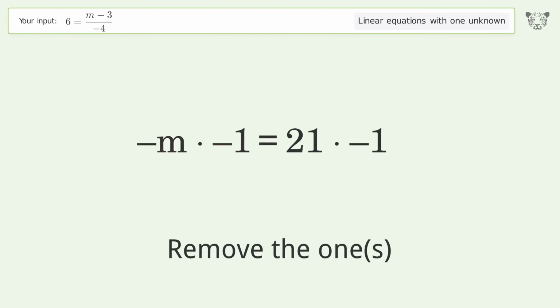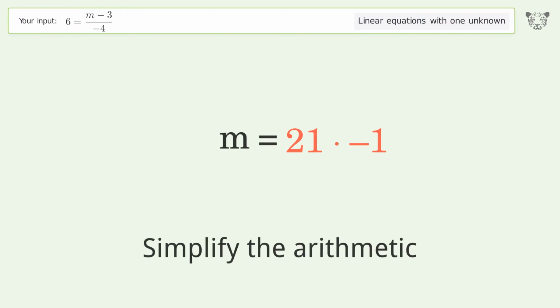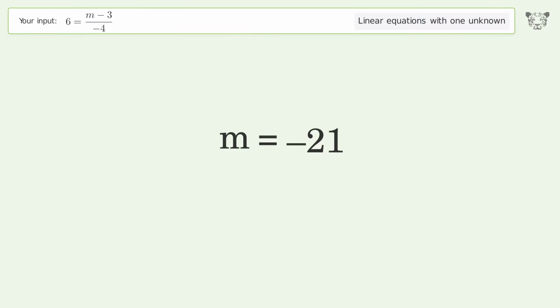Remove the ones. Simplify the arithmetic. And so the final result is m equals -21.